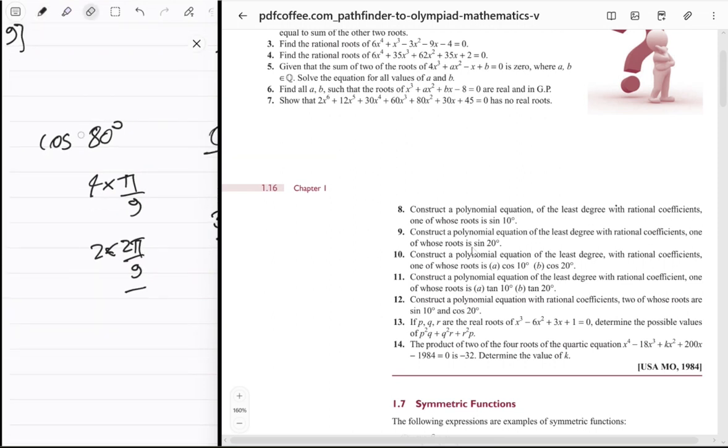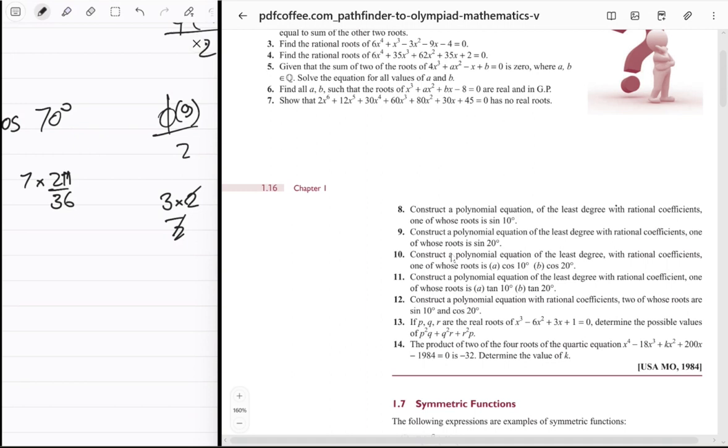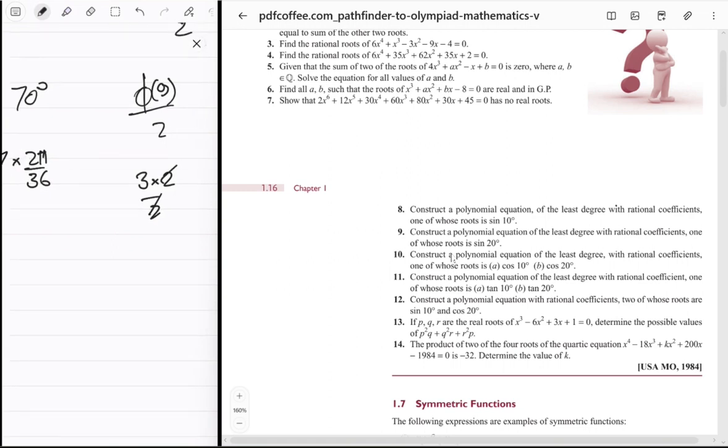which is cosine of 70 degrees, and 10 degrees is like pi upon 18. So we are just dealing with 7 pi upon 18, which is like 7 times 2 pi upon 36. So in this case, n is 36. Look, 7 is coprime to 36. You get the idea.